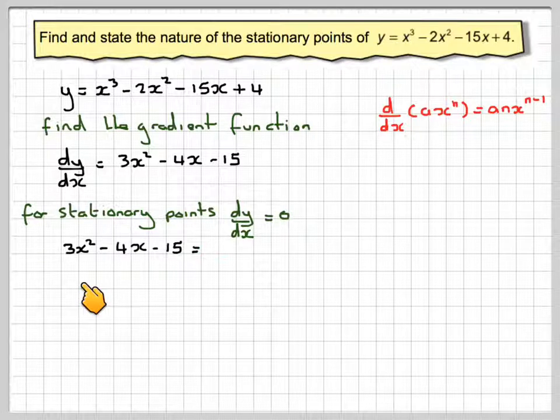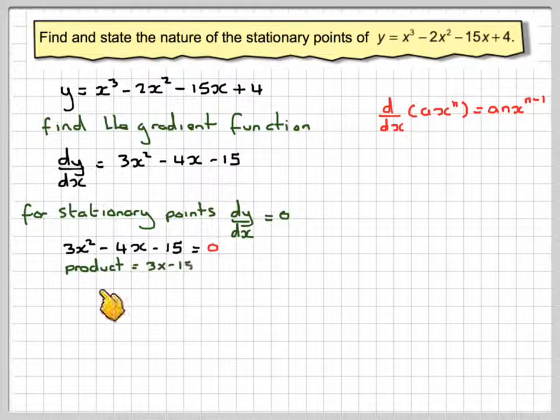So we've got 3x squared minus 4x minus 15 is equal to 0. Now, it depends on your ability to solve a quadratic. One way to do it is to say the product is 3 times the last number, which is minus 15, which gives you minus 45. The sum will be minus 4. And you ask yourself this question: what two numbers, when you multiply them together, you get minus 45, and when you add the same two numbers, you get minus 4? These are called the factors, and the answer is going to be minus 9 and 5.